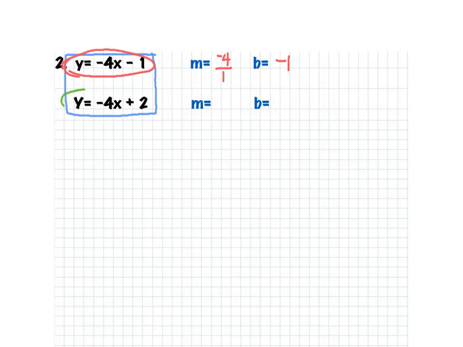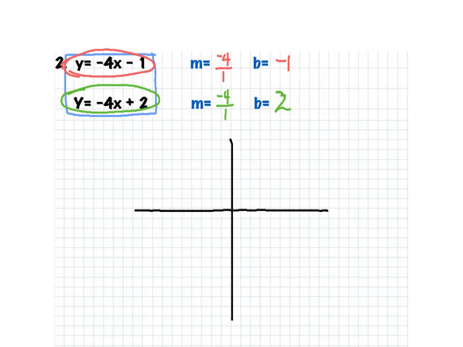And the second one I'll do in green. My slope is negative 4 over 1. My y-intercept is 2. Now just looking at the slopes of this equation and looking at the y-intercepts, I know and you know that these lines are parallel. I know and you know that there's no solution because parallel lines never meet. You still have to graph them.